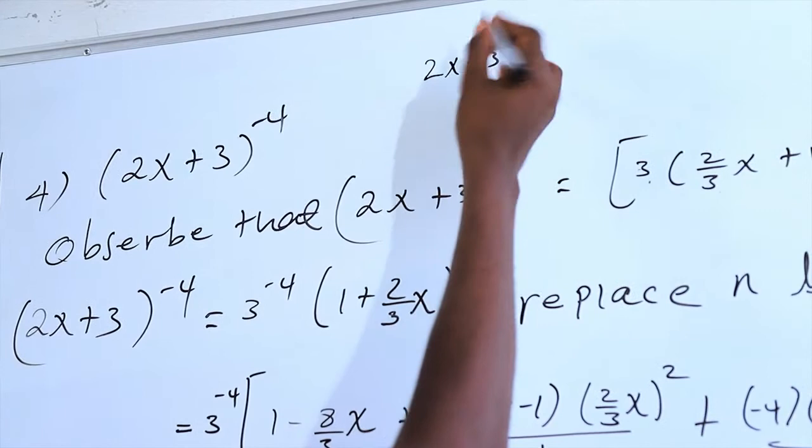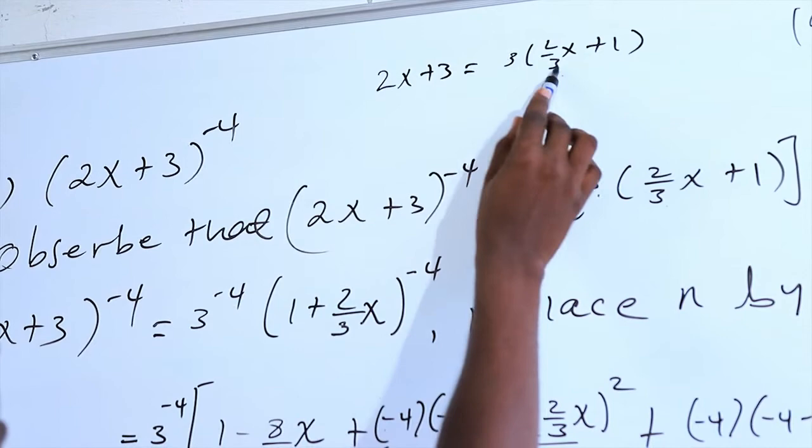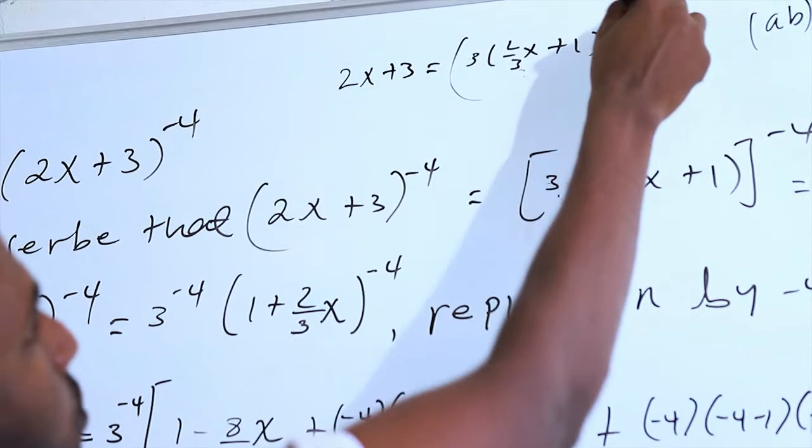So in any mathematical expression we can say here 3 into 2 over 3x plus 1. So 3 times 2 over 3, 3 by 3 cancel out, simply 2x now. And again 3 times 1, simply 3 now. So nothing is changed.